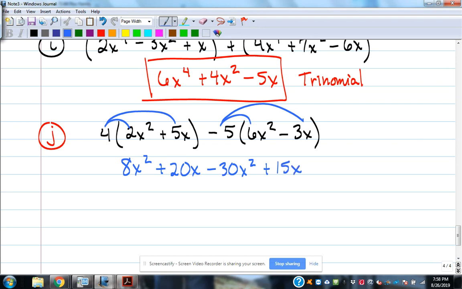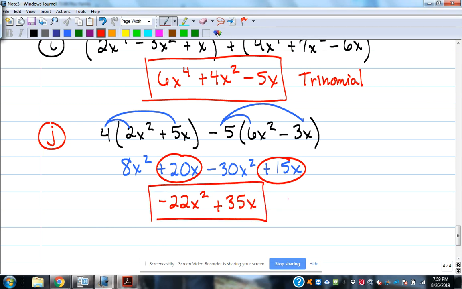Once I've done that, I'll look for like terms. Positive 8x squared and negative 30x squared together would be negative 22x squared. Good job. And then we've got 20x and 15x would be plus 35x. What would we classify that polynomial as? A binomial, because it has 2 terms. After we've simplified it, it's only got 2 terms, so we call it a binomial.